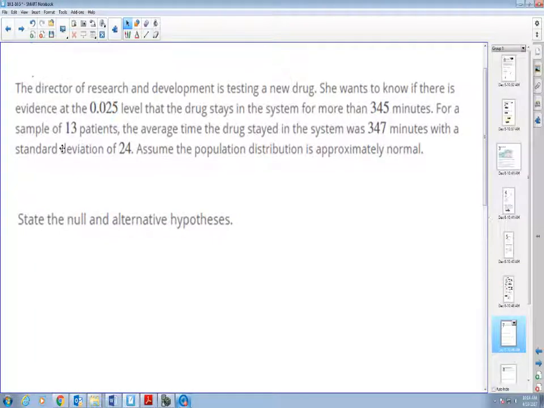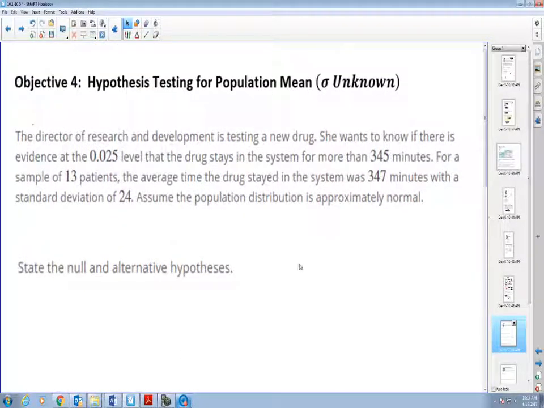In this lecture video, we're going to continue talking about our hypothesis testing. So last time we talked about hypothesis testing, what it's all about, and we did examples where sigma is known. So now let's take a look at sigma is unknown.